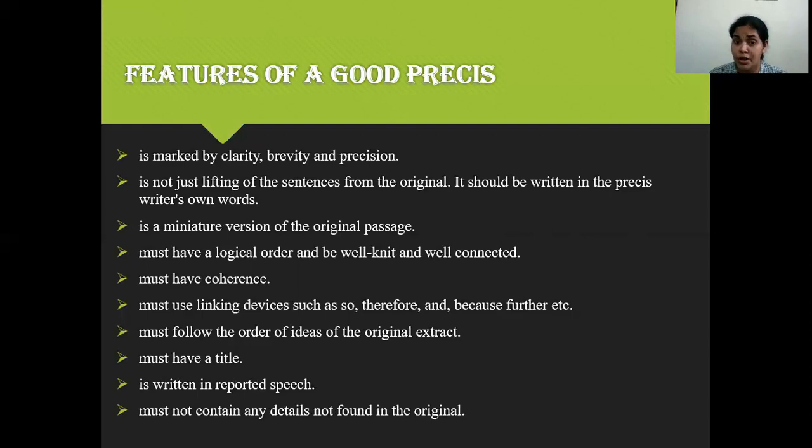It should be in a well logical manner, just connected, just like the original paragraph. It should have good coherence. The meaning should not be changed. Linking devices should be there, therefore, hereafter. Okay. So you follow the ideas of the original text. For example, if it is given from less important to more important, you should go with the same organizing of that particular precis also. Okay. It must have a title sometimes, it must not contain the details, and you don't give any conclusion for that particular paragraph. These are all very, very important.